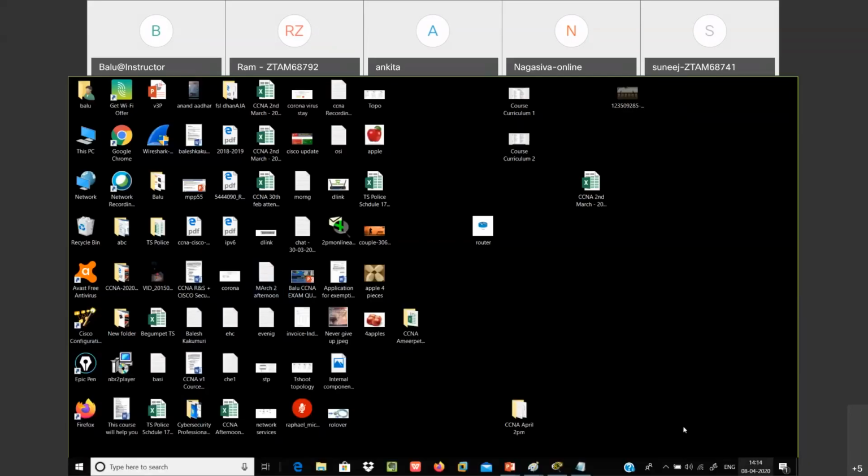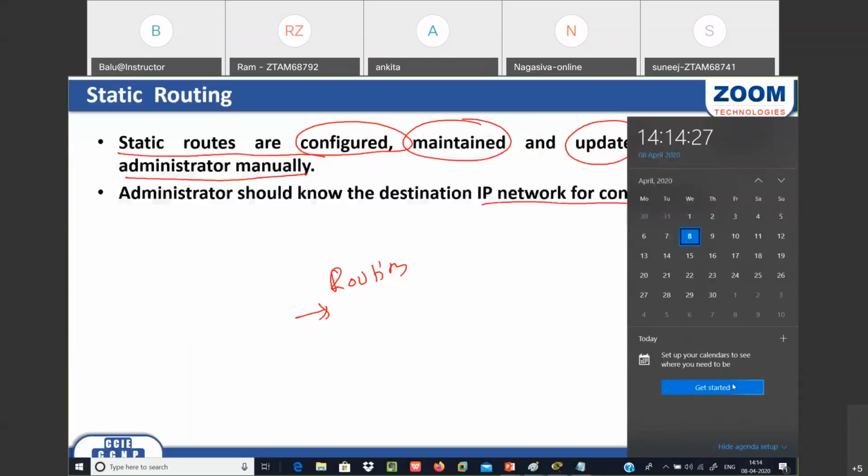So there is our yesterday topic, static routing. Before static routing, WAN technologies we have discussed. Do you have any doubts on static routing, WAN technology? No doubts, right? Okay.